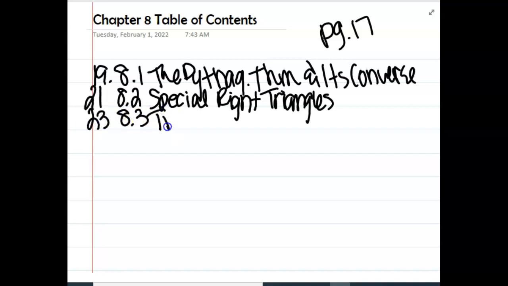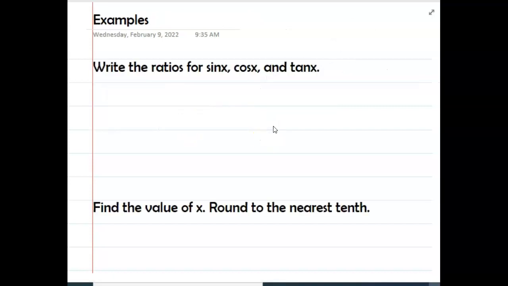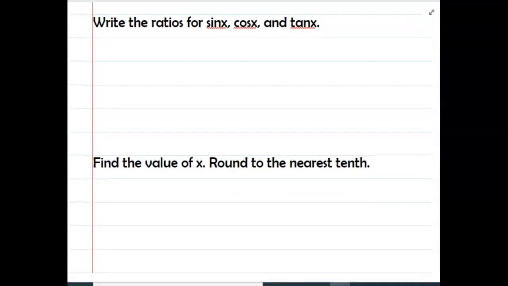Okay, let's get this turned to page 23. This is section 8.3, trigonometry. All right, so the first thing we're going to do is just practice writing the ratios, and then we'll talk about how to use the ratios to solve for some missing side lengths. So, first ones, keep in mind, these ratios only work with right triangles.